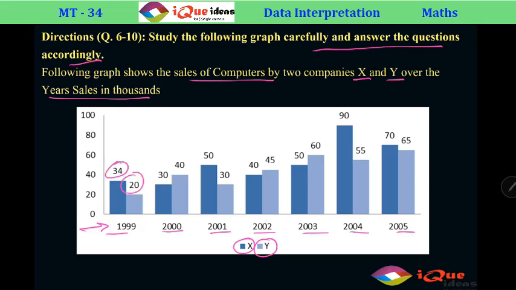So for example, if I ask in 2002, what is the sale of computers in 1000 for company X, it is 40,000 computers sold by company X. Similarly, 45,000 computers sold by Y. Let's say in 2004, how many computers did Y sell? So it would be like 55,000 computers. Let's say in 2000, how many computers were sold by X? So look at this, it is 30,000 computers sold by X in 2000. Now let's take up the questions on the basis of this.